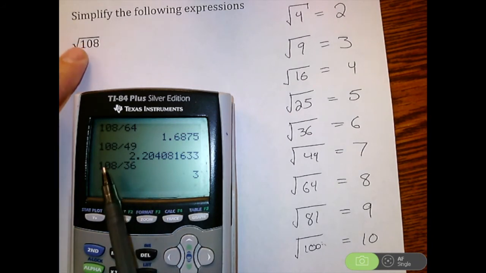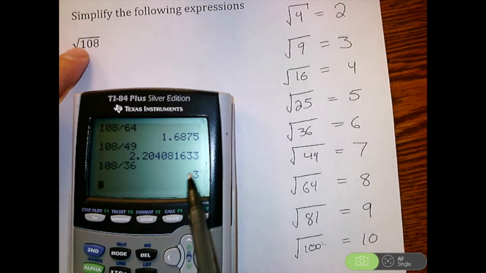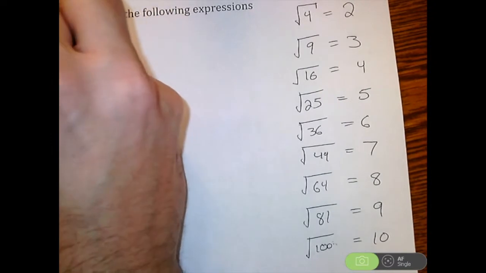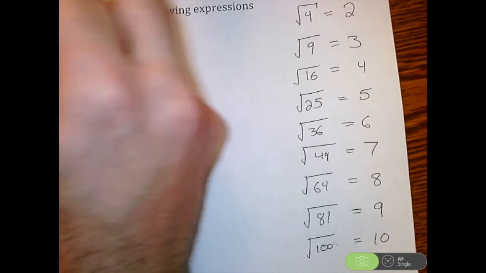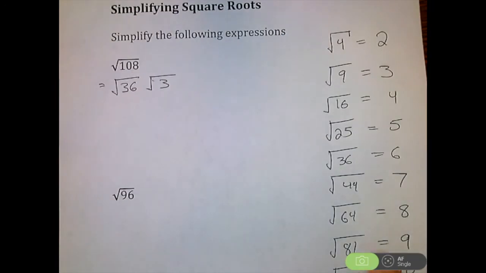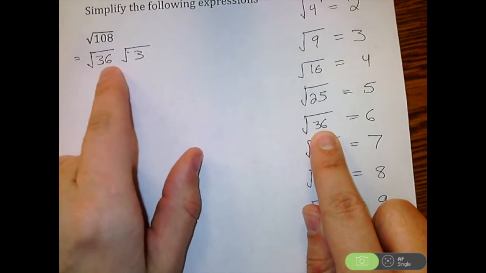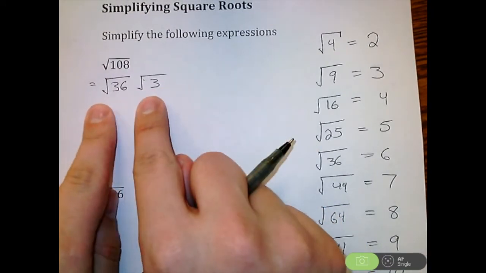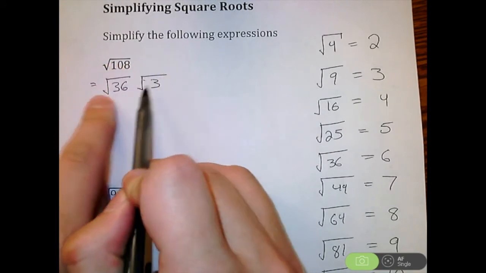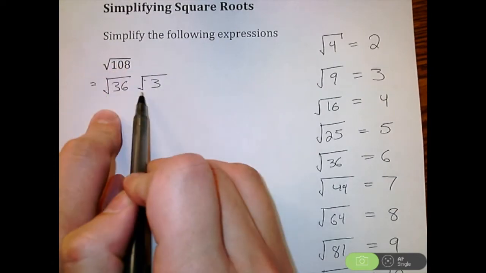So my original number was 108. I want to pay attention to the two numbers I used. I used 36 and I got 3. What I can do is split this up into two separate square roots: the square root of 36 and the square root of 3. Notice it was the number I used to divide and the answer I got. 108 divided by 36 is 3. The reason I can do this is because if you take 36 times 3, you get 108. So these are both equal. Properties of radicals allow us to do that.